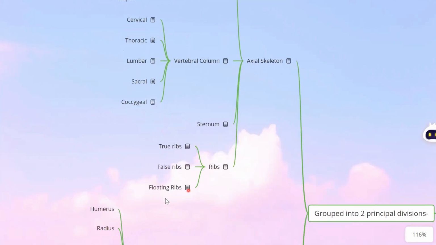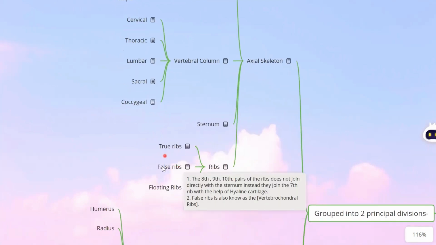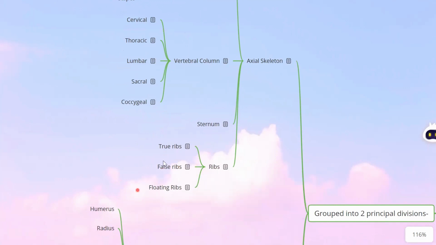Now ribs are of 3 types, that is the true ribs, false ribs, and the floating ribs. Now, the true ribs means the first 7 pairs of the ribs are called true ribs. They are dorsally attached to thoracic vertebrae and ventrally attached to the sternum with the help of hyaline cartilage.